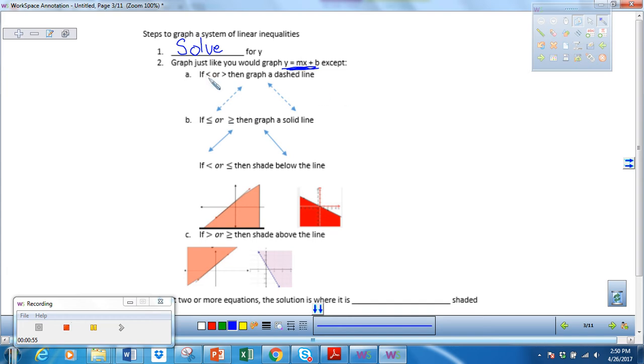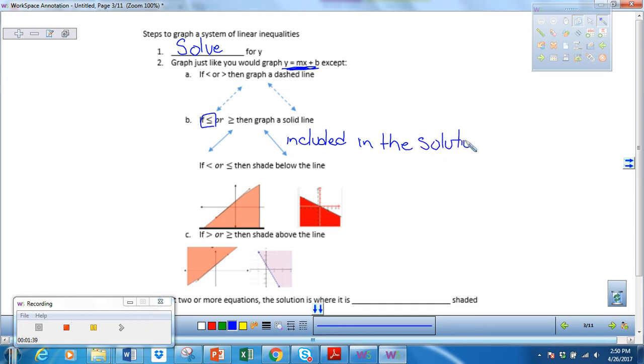If it's less than or greater than, we're going to use a dashed line. If it's less than or equal to or greater than or equal to, we're going to use a solid line. What makes the difference when we use the solid line is that what is on the line is included in the solution. That's why we use a solid line, to show that the points on the line are actually included in the solution. That's what that means.